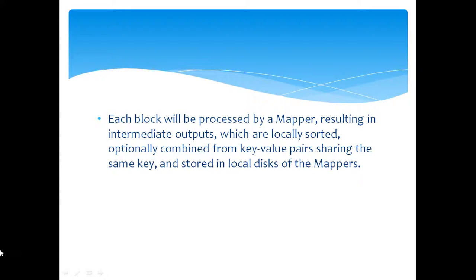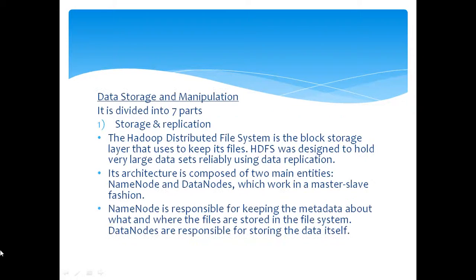After the HDFS division of data, it will be sent to the mapper. The mapper scans the data and reads the data, and it will provide the intermediate outputs. They are locally sorted, and then it goes to the reducers, which will reduce the data, and after all this process, the data will be stored on the local disk of the mappers.